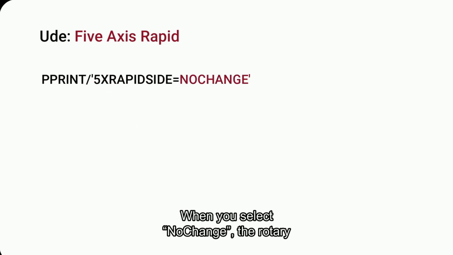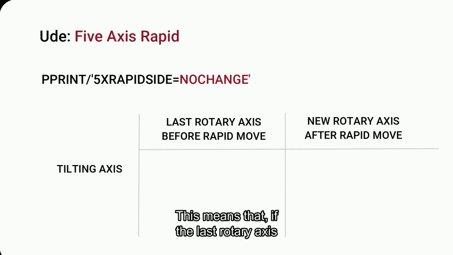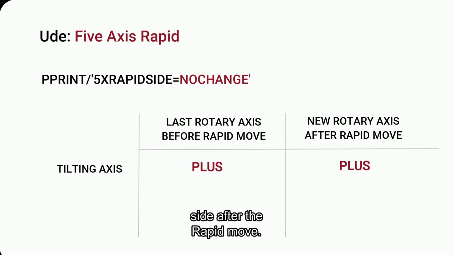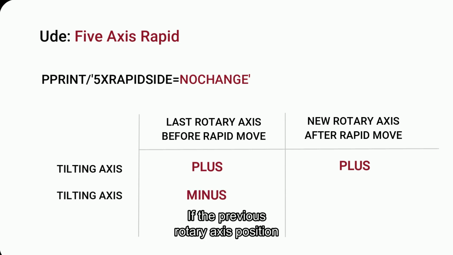When you select no change, the rotary axis side will not be changed. This means that, if the last rotary axis position before rapid move is on plus side, it continues to stay on the plus side after this rapid move. If the previous rotary axis position is on minus side, it continues to stay on the minus side.